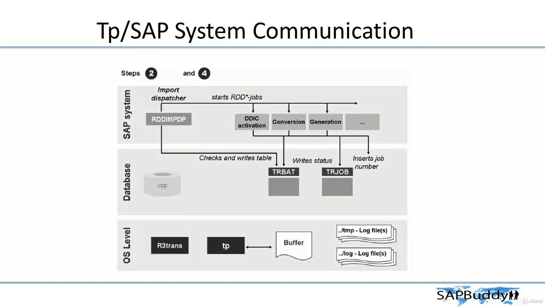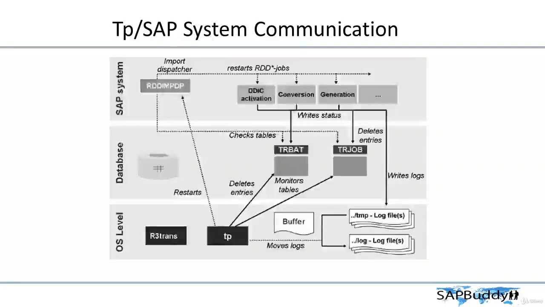And this is step 2 and 4, where import dispatchers start the particular RDT jobs, and the status will always be written in the two tables in order to find the next step and how it's going to be executed. Here you can see the whole holistic view of how TP and R3 interact. In the whole process, TP is the one who controls the entire execution process of the import.